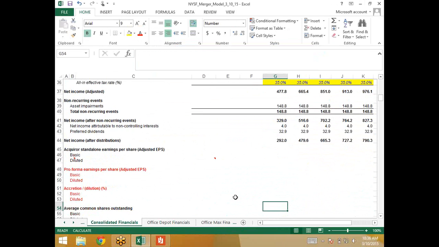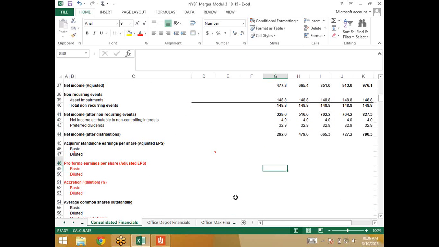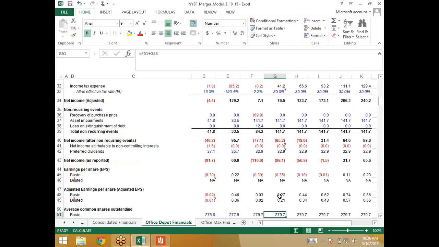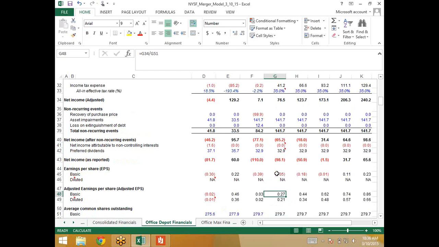And so when thinking about the earnings per share, we want to compare the earnings per share to the acquirer's earnings per share. The acquirer is Office Depot. Their earnings per share is 27 and 21. Now, they have two kinds, right? They've got basic and adjusted. The basic is negative, so we can't calculate accretion dilution off that. We're going to do it off of the adjusted. We can't do it off of the negative or an NA.